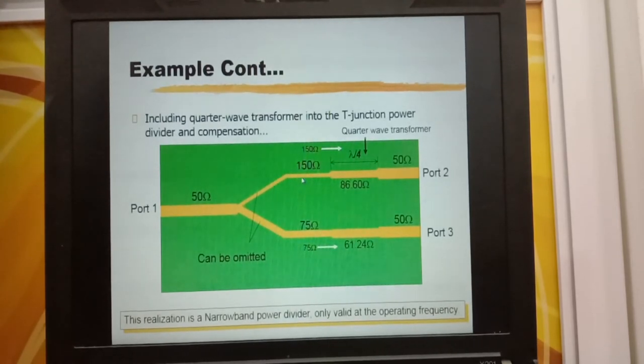From the 150 ohm transmission line, if we add a quarter wave transformer with a characteristic impedance of 86.6, this will transform 150 ohm to 50 ohm. And for the 75 ohm transmission line, if we add a quarter wave transformer with a characteristic impedance of 61.24 ohm, this will transform 75 ohm to 50 ohm.